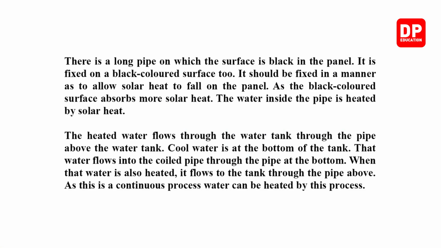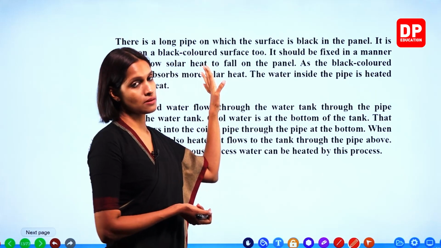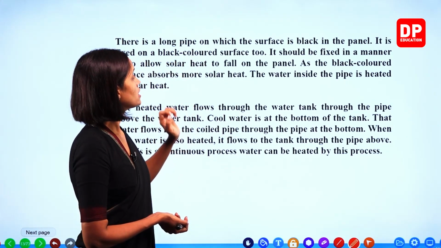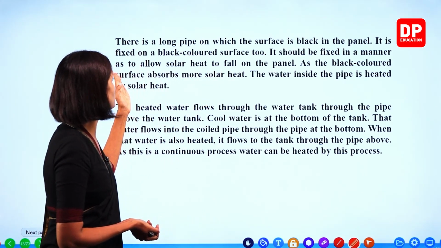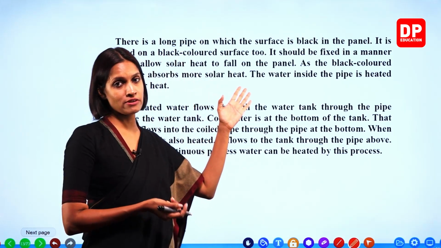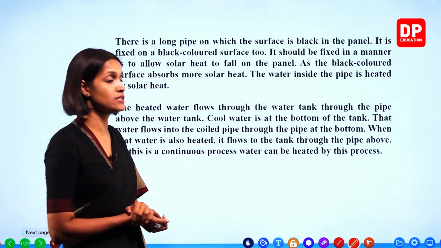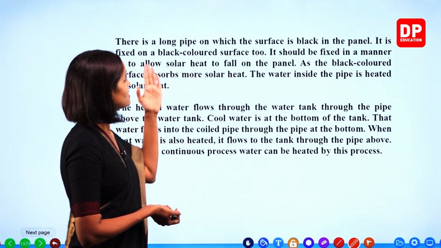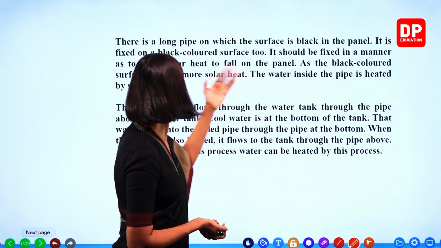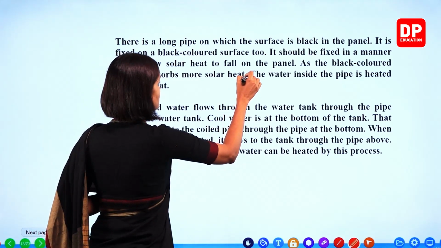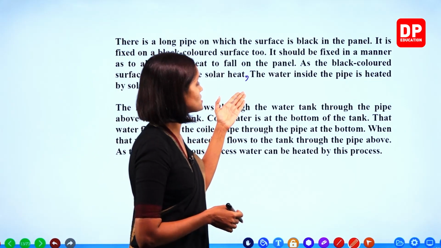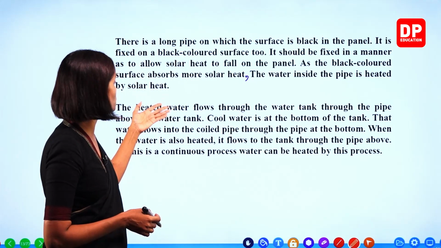Okay? So here is the same description. There is a long pipe in the panel on which the surface is black. It is fixed on a black colored surface too. It should be fixed in a manner as to allow solar heat to fall on the panel, which means you have to direct it towards sunlight. As the black colored surface absorbs more solar heat, the water inside the pipe is heated by solar heat. The heated water flows to the water tank through the pipe above the water tank.